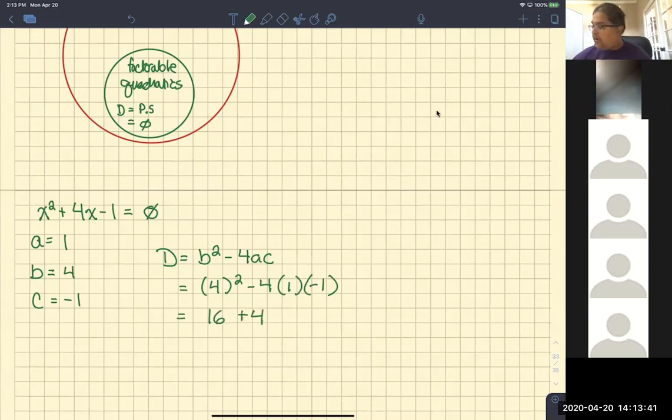Okay. So the discriminant is 20. Well, what does that mean? Well, it's positive. That means I have two solutions. But 20 is not a perfect square. Okay, 25 is, 16 is, but 20 is not a perfect square. That means I have two irrational solutions. That means that this quadratic is not factorable, which we already knew. Okay, so that means we have two irrational solutions.